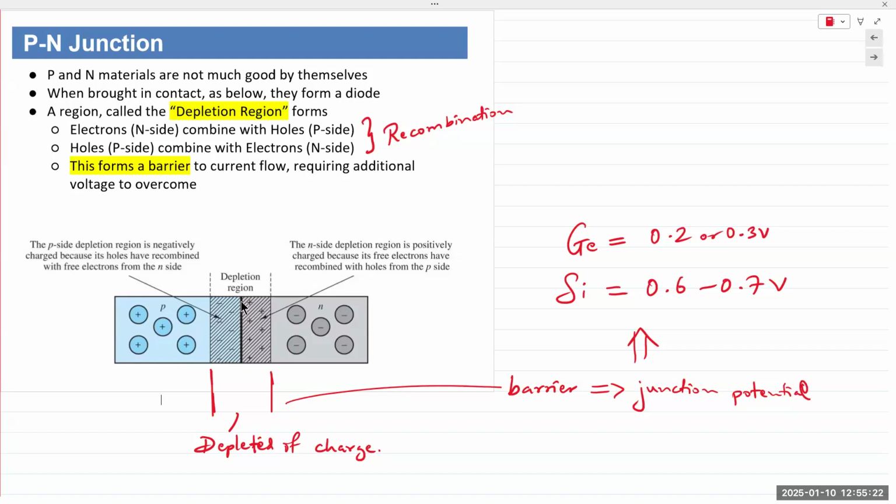So depending on the material, at a certain point, that barrier is established, but the barrier then stabilizes. That's the best word to put it. So the barrier stabilizes because of the electric field that arises because of the movement of these holes and electrons.